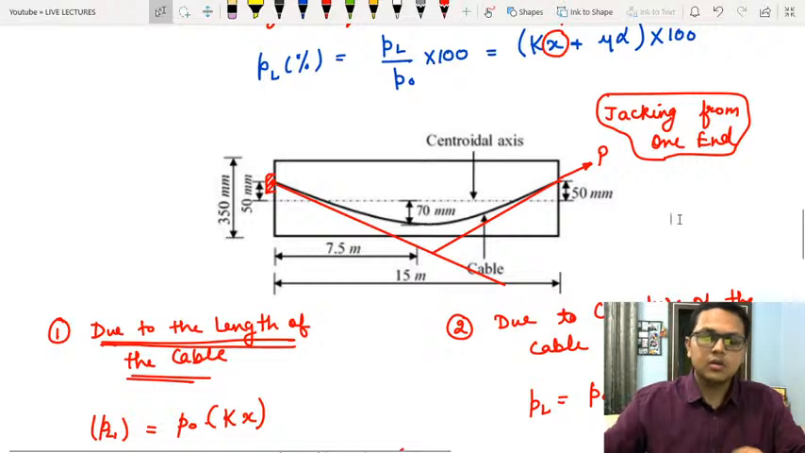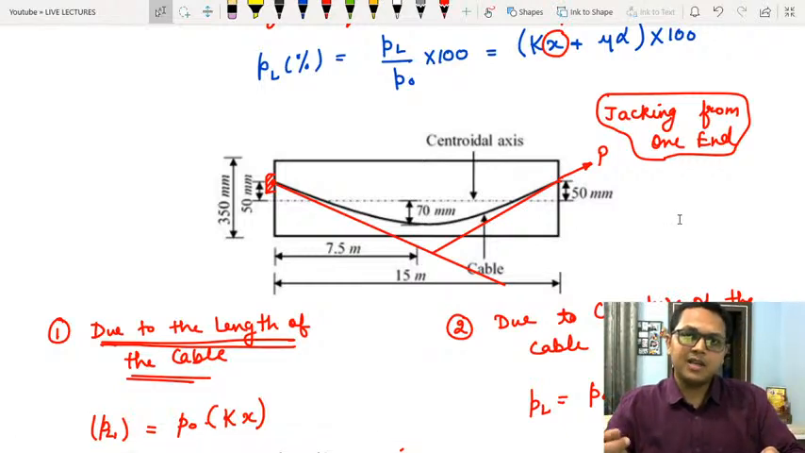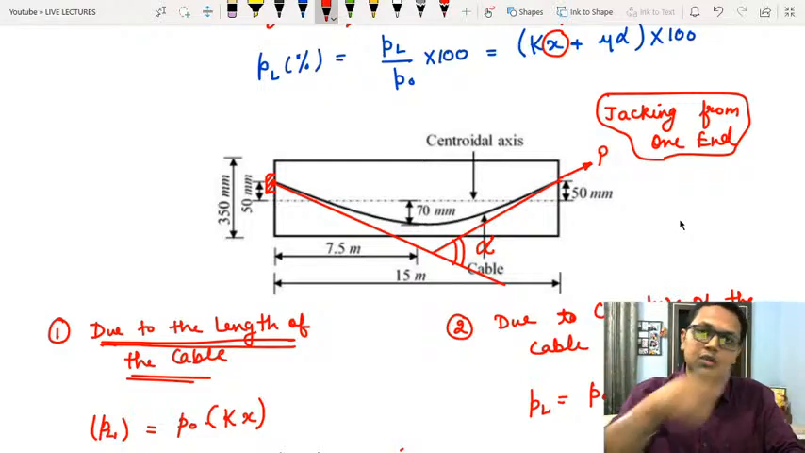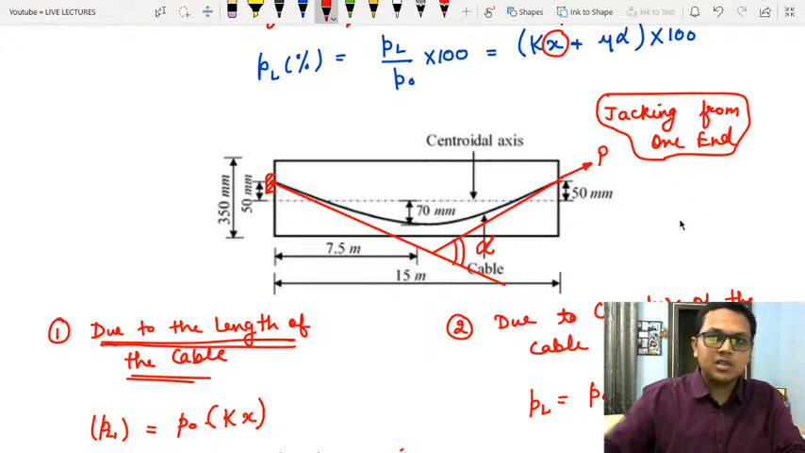Okay. So now since the tensioning is taking place from only one end, the whole cable is deflected by the angle alpha, this angle. So this is the total angle alpha through which the cable is deflected and the tensioning is taking place through the whole deflection angle. So this alpha will be how much?